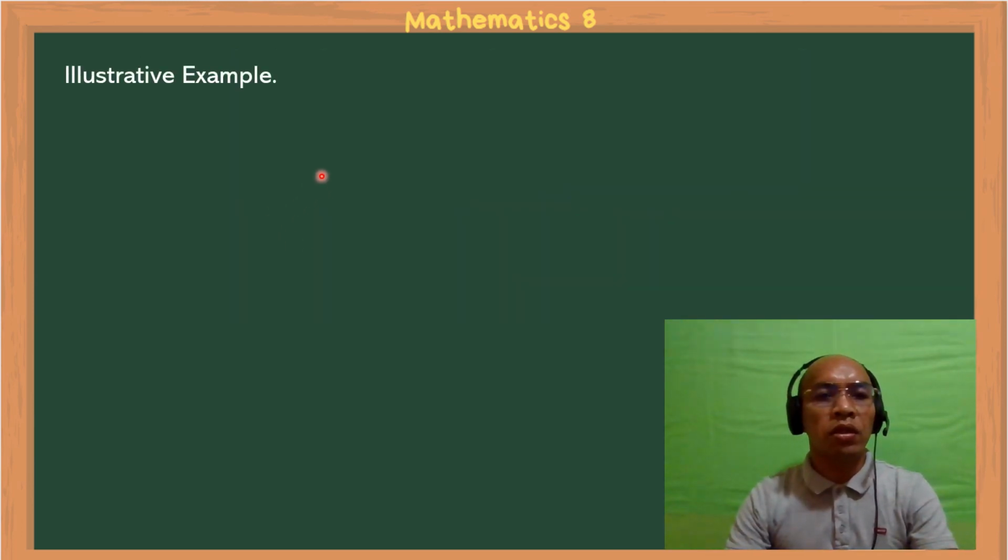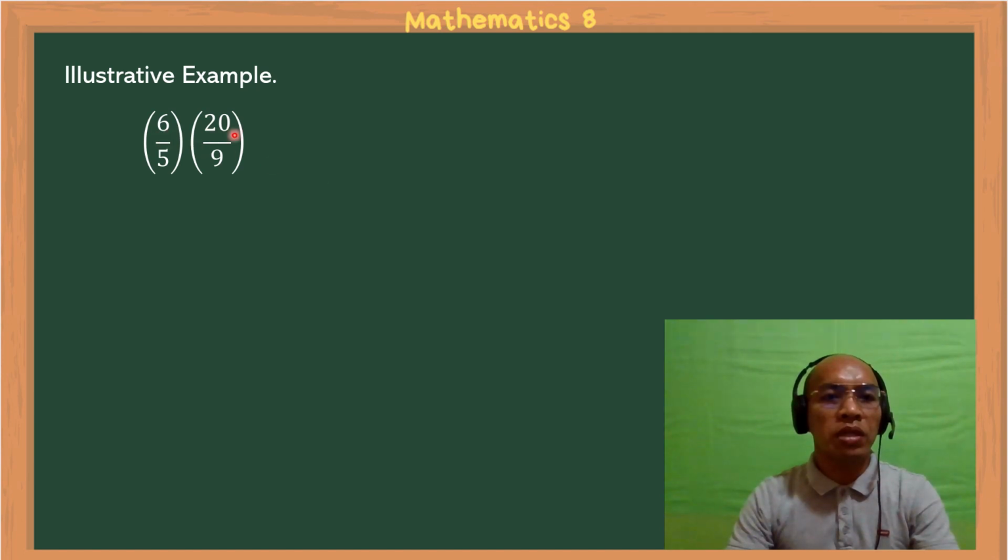Now, let's illustrate that rule in a given problem. So 6 times 20 over 5 times 9. The rule says we're going to multiply the numerators and the denominators. So 6 times 20 is 120. Then 5 times 9 is 45.